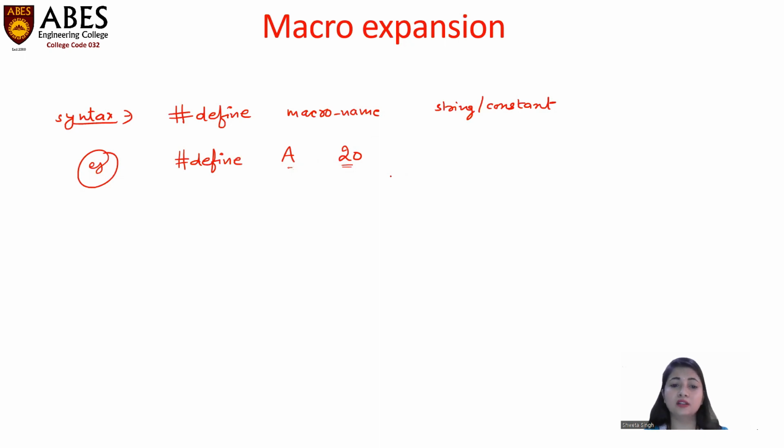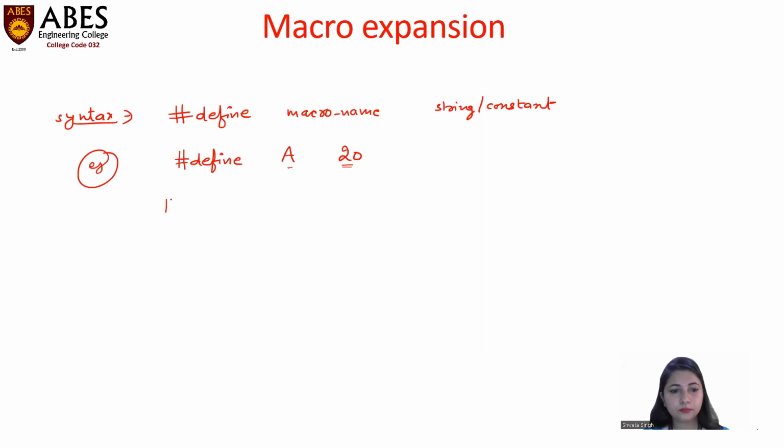Now, what are the advantages of using macros? The first advantage is that it is easier to modify your program, and it becomes easier to debug your programs. We do not have to write a piece of code again and again. You can simply write a macro name instead of a piece of a program.